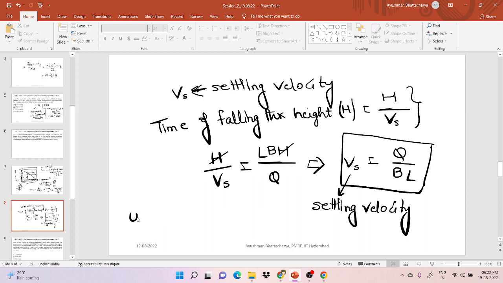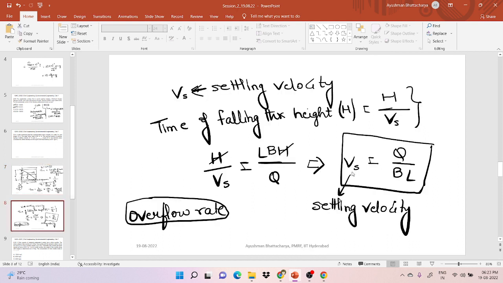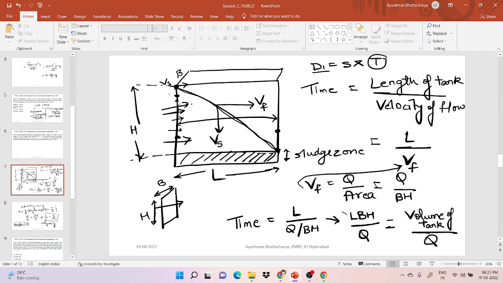There is another term known as overflow rate. So we now know the concepts of settling velocity and flow velocity, and the third concept is overflow rate. What is overflow rate? Basically, the overflow rate can also be thought of as the settling velocity of a particle that is introduced at the topmost point of the inlet and reaches the bottommost point at the outlet. Again, we know that this is the settling velocity. Now the other concept is overflow velocity. Many particles will enter along with the flow, and each of these is also a settling velocity.